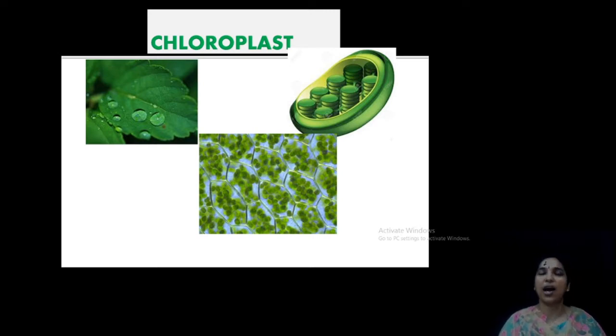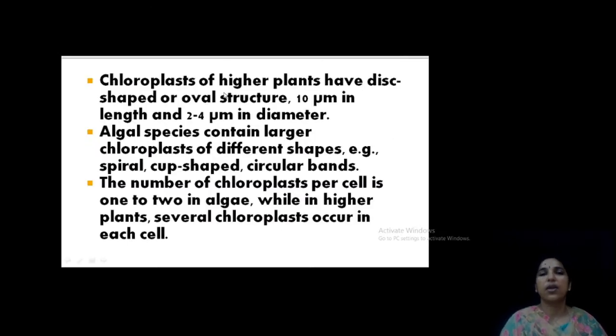So let us study the ultrastructure of chloroplast. Chloroplasts of higher plants have a disc shaped or oval structure. But chloroplasts are present in algae also, green colored organisms, which are also photosynthetic. You already discussed the diversity of algae, including different classes, especially the chlorophyceae. You studied many algae having differently shaped chloroplasts. For example, in Chlamydomonas it is cup shaped. In Spirogyra, it is ribbon shaped. In Ulothrix, it is girdle shaped. In Oedogonium, it is reticulate.